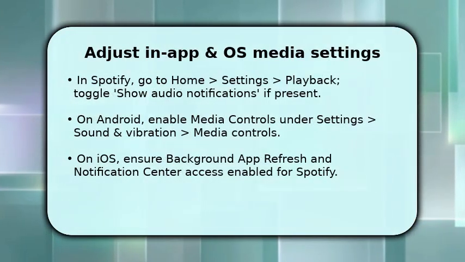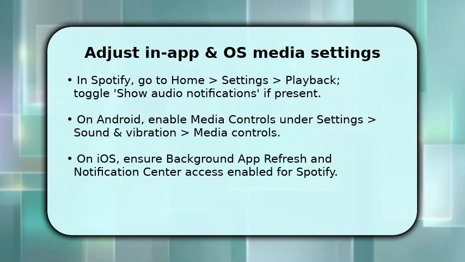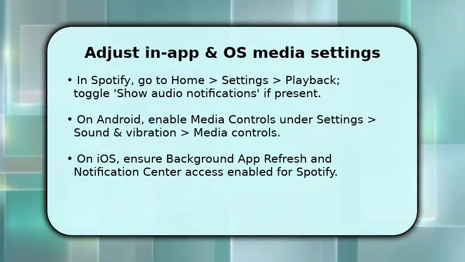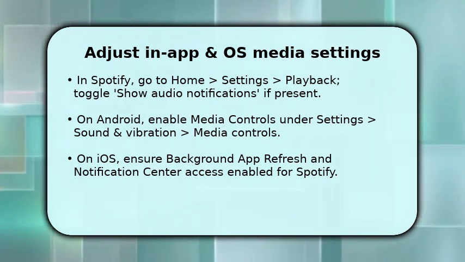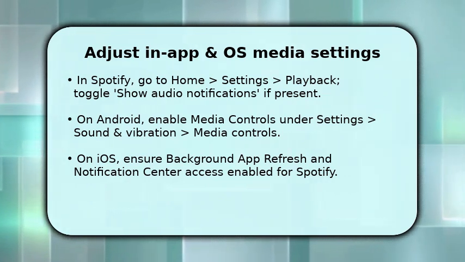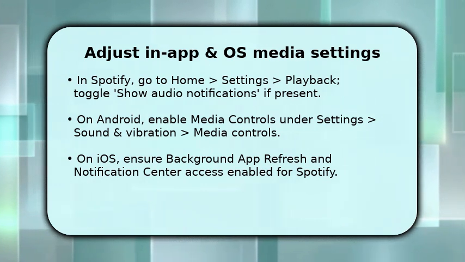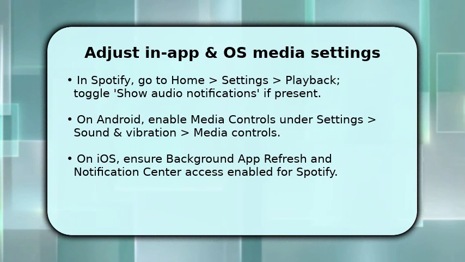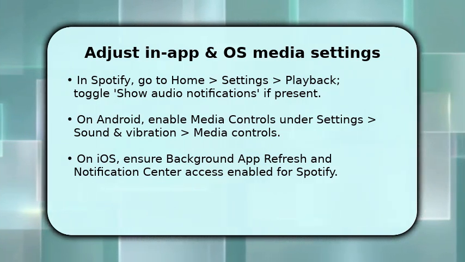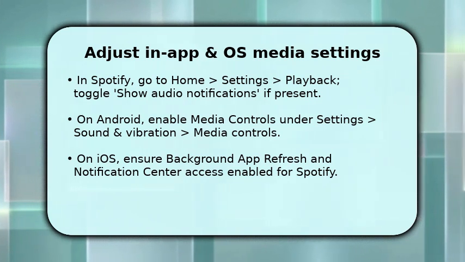Next, you tweak both Spotify's internal settings and the operating system's media permissions so the lock screen widget appears reliably. In Spotify's playback settings, toggle any audio or notification options, because in-app suppression will prevent OS widgets. On Android, enable media controls and notification access. On iOS, allow background app refresh and notification center access so the system can surface the player.